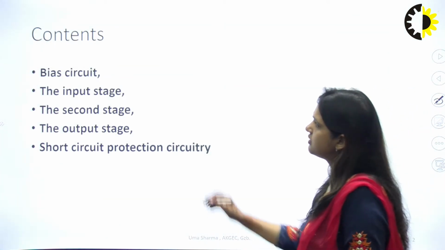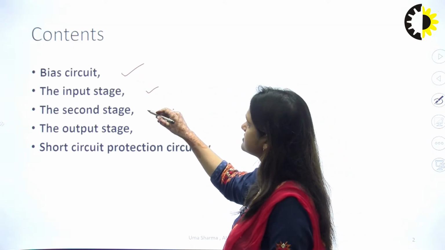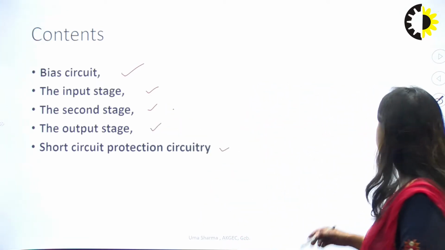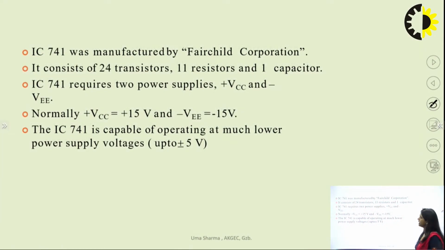So these are the contents of my presentation: bias circuit, input stage, then second stage, output stage and the short circuit protection circuit. So basically the 741 IC is an operational amplifier IC that was manufactured by the Fairchild Corporation, and it has 24 transistors, 11 resistors and 1 capacitor. So these are the components of this IC, and here you can see that the IC can operate on two supplies. One is plus VCC and the second one is minus VEE.